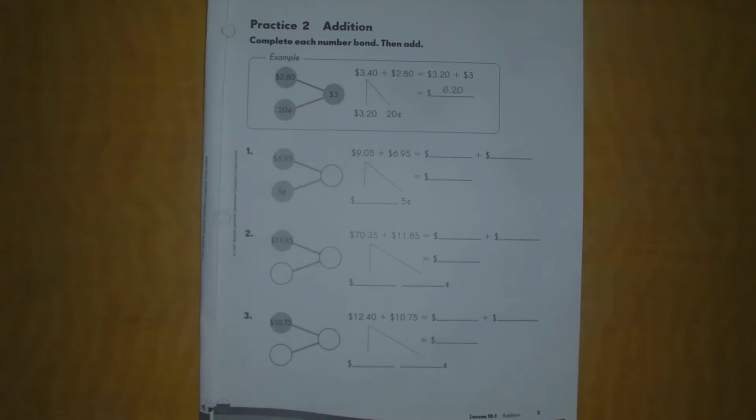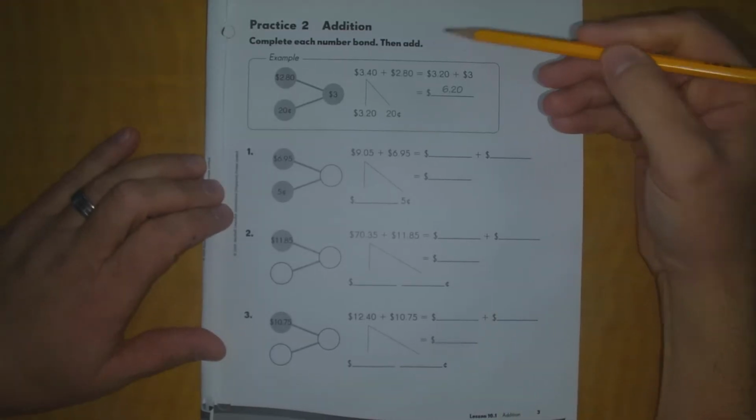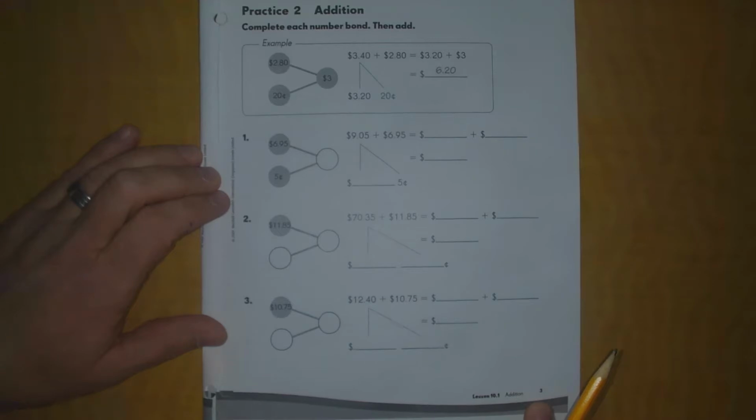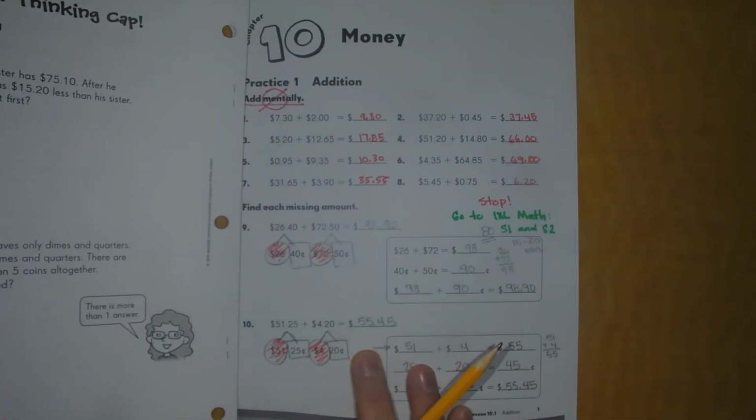Your math lesson today goes on with money, and it's talking about number bonds. So you should be on page 3 of your chapter 10 money packet.